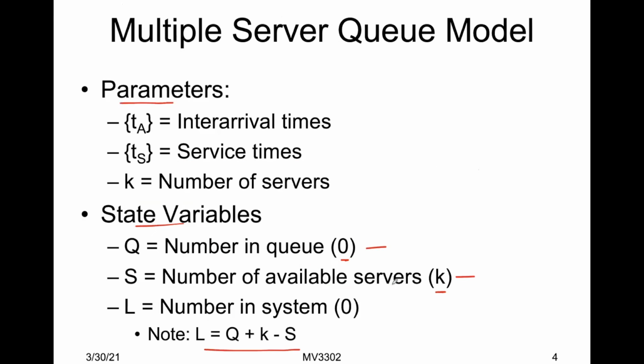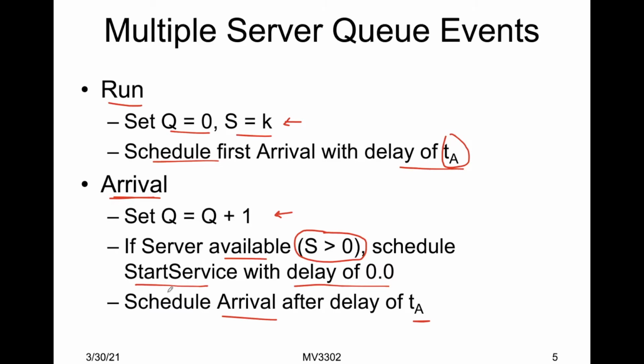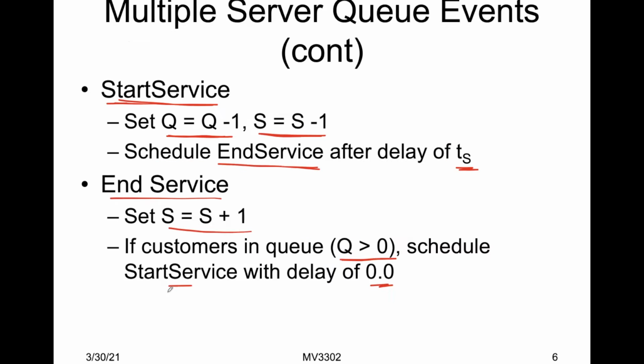So we have 3 parameters and 2 state variables. The L is a derived state variable. So we have 3 parameters, 2 state variables, and then 3 events plus run. You always have the run, so that doesn't always count. So we have arrival, start service, and end service. Those are the 3 things that happen, and the 3 ways in which our states can change.